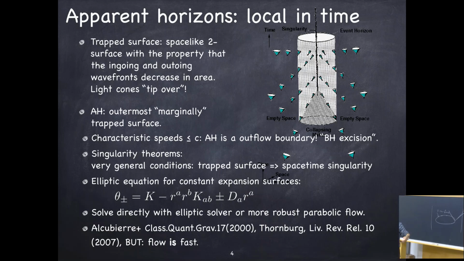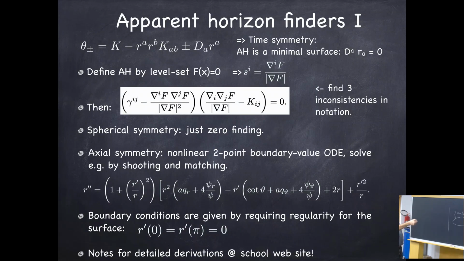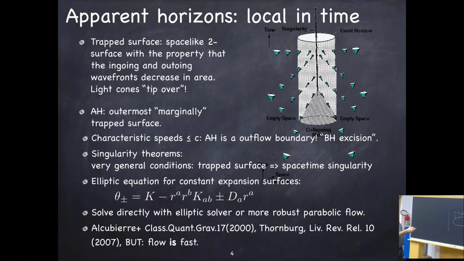Okay. If you're just at the limit, it doesn't get larger, it doesn't get smaller, it stays constant, you call it a marginally trapped surface. It's just going straight up. And the outermost one, the one that's closest to infinity, you call this the apparent horizon. Okay? So this is some surface where at the boundary of this surface, basically all of the light cones are looking inside. All of the information locally is flowing inside.